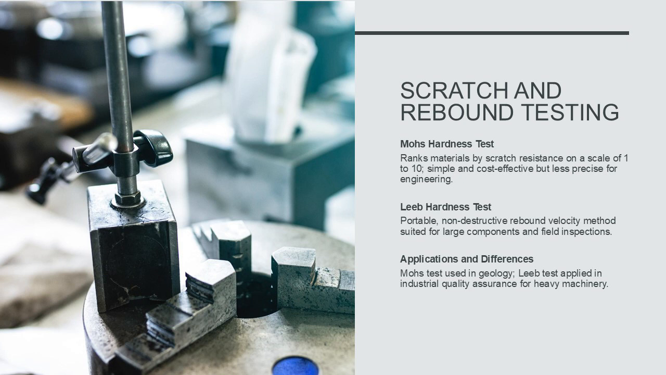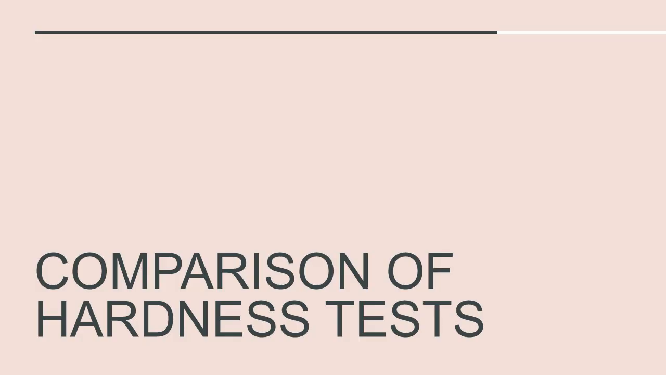The Leeb hardness test, on the other hand, is a portable method that measures the rebound velocity of a hammer dropped on the material surface. It is quick, non-destructive, and suitable for large components, making it popular for field inspections. While Mohs is mainly used in geology, Leeb is applied in industrial maintenance and quality assurance for heavy machinery and structural parts.